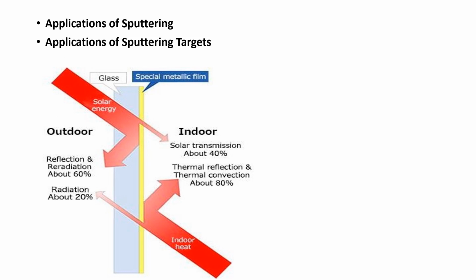Applications of sputtering targets. A metallic film is also deposited on the surface of glass in order to save heat. When a specific metallic film is deposited on the surface of glass, the solar energy that enters indoors is only 40% and the reflection is 60%. And the thermal reflection is about 80% and the radiation emitted out from indoors is only 20%. In this way, the special metallic films on the surface of the glass prevent heat exchange.